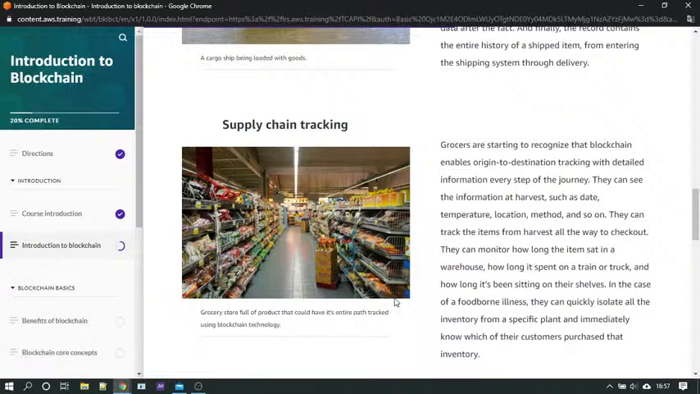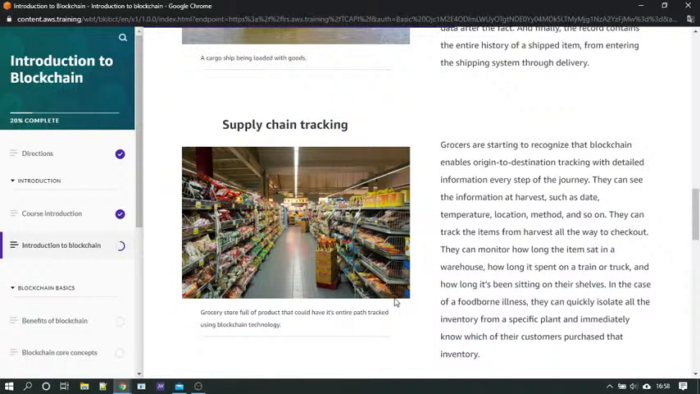Supply chain tracking. Grocers are starting to recognize that blockchain enables origin to destination tracking with detailed information every step of the journey. They can see the information at harvest, such as date, temperature, location, method, and so on. They can track the items from harvest all the way to the checkout. They can monitor how long the item sat in a warehouse, how long it spent on a train or truck, and how long it's been sitting on their shelves.